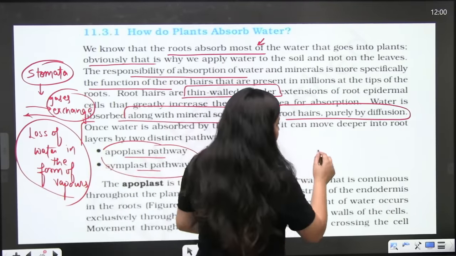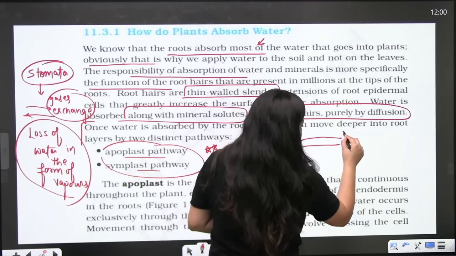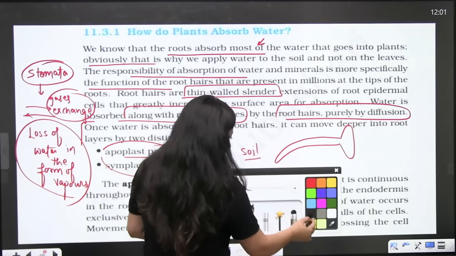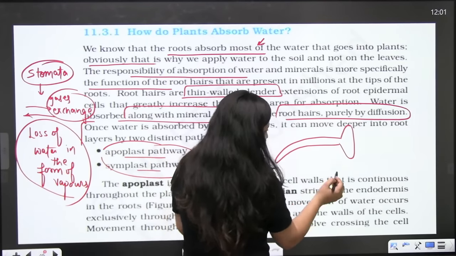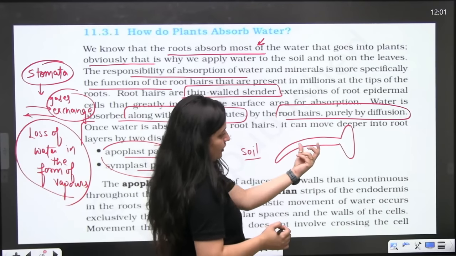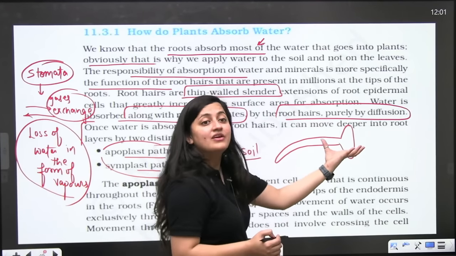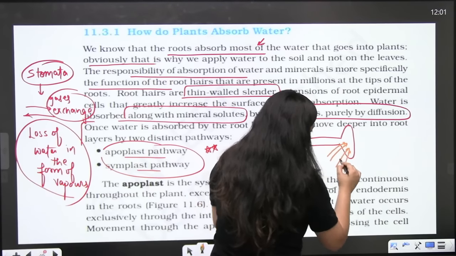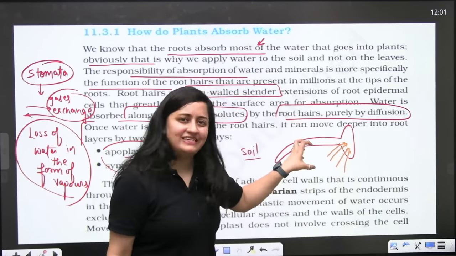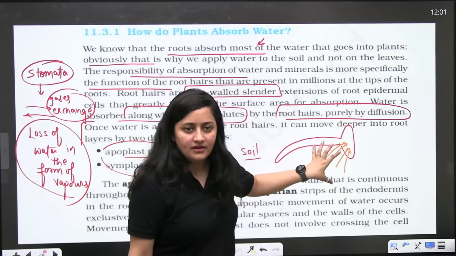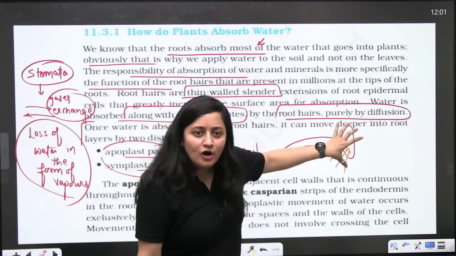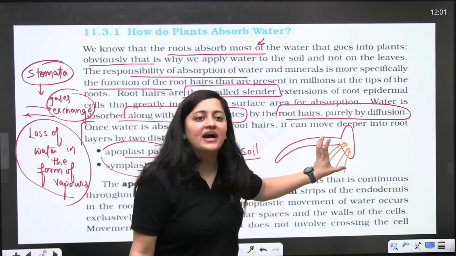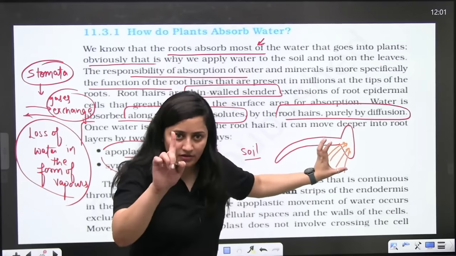What these root hairs are going to do: let's say here you have the root in the soil. In comparison to the soil, root cells have more solutes. So mostly solutes will be absorbed actively. Actively means by using energy, by using ATP. That is the first point.